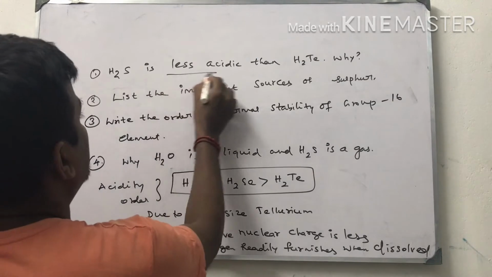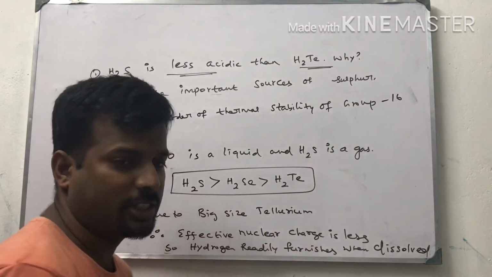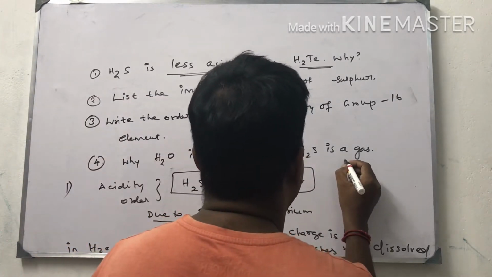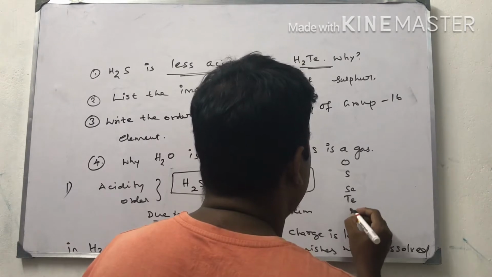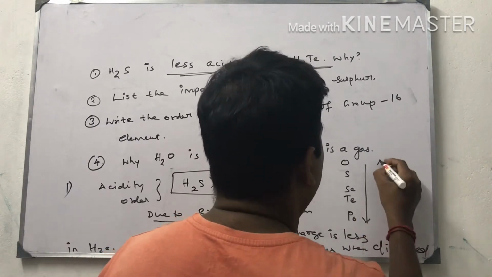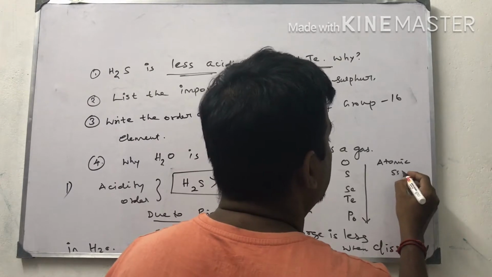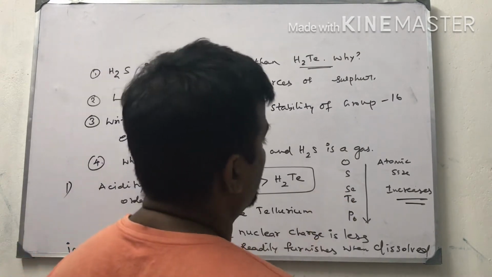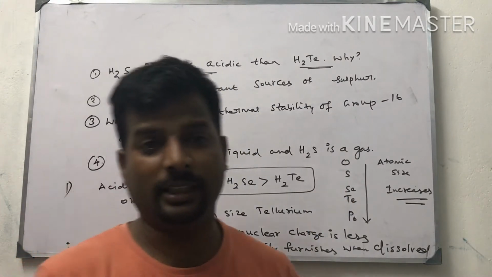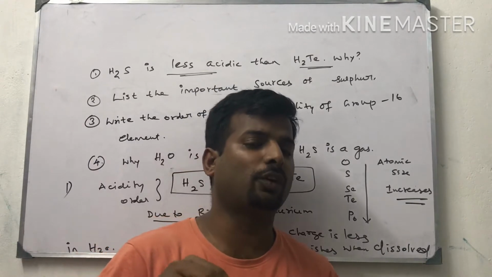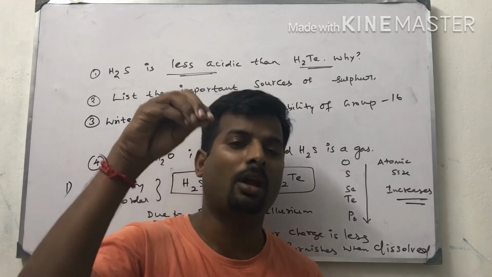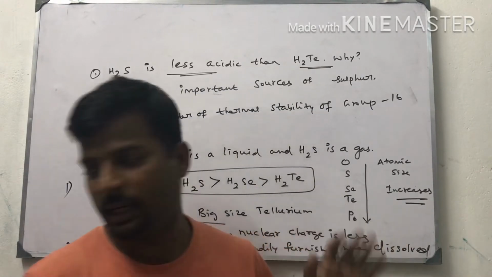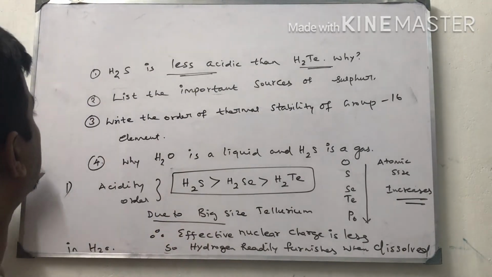H2S is less acidic than H2Te because of the size. Bigger size atoms have more acidity. From top to bottom, oxygen, sulfur, selenium, tellurium, polonium, the atomic size increases. If the size increases, the effective nuclear charge is less. Therefore, the energy required to remove hydrogen is very less. That is why, when you add HCl to water, it easily releases hydrogen ion, so it is highly acidic. This is the answer for question number 1.